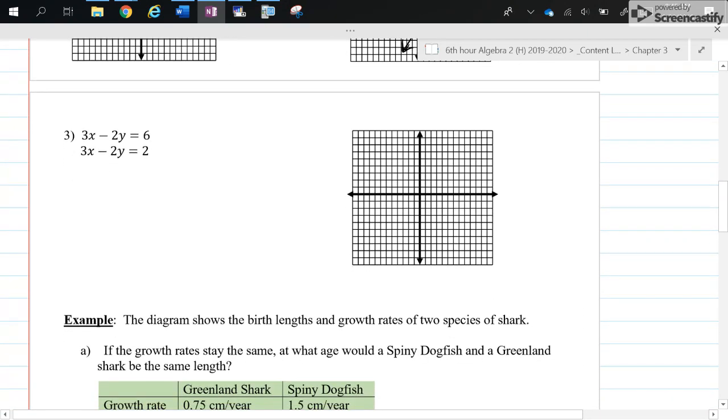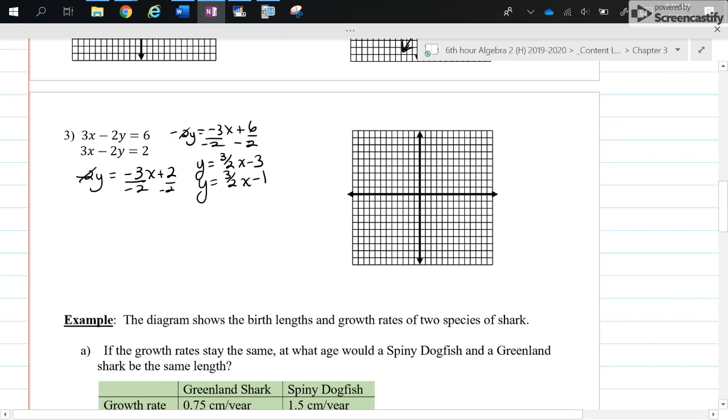And then the last example of graphing, we're going to put these two equations into slope-intercept form. So I get y equals 3 over 2x minus 3. And then I'm going to solve for y again, and I get y equals 3 over 2x minus 1.